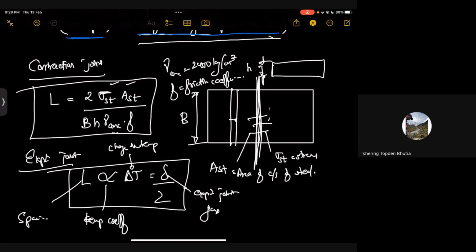So basically your width gap is delta. Okay, so this is one formula and this is the other formula. Okay guys, can you remember these two formulas? I hope you guys can remember.